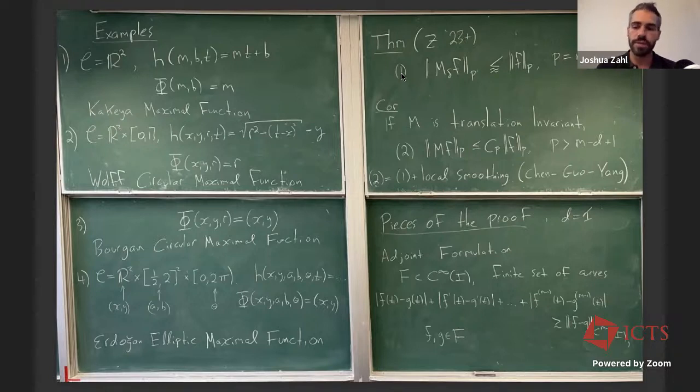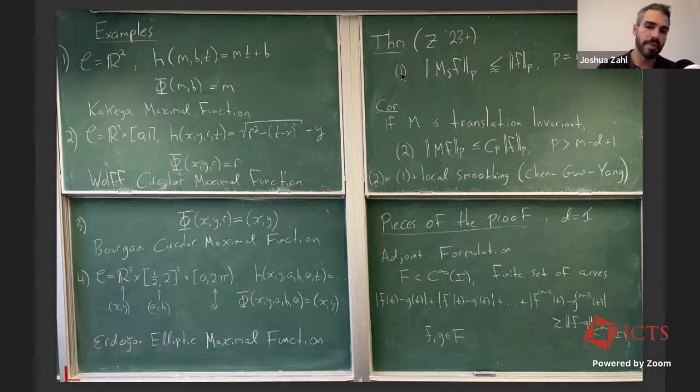So take any two curves, F and G, from my set capital F, and fix any time t in the interval I. I'm going to look at the absolute value of the difference F minus G evaluated at t, plus the absolute value of the difference of the derivatives, plus the absolute value of the difference of the second derivatives and third derivatives, and so on, all the way to the m minus first derivatives. And I'd like to say that when you add all these together, they can't all be small if F and G are far apart in their C^(m-1) norm.